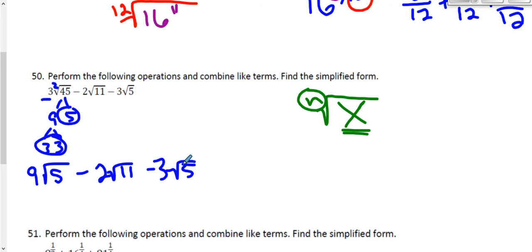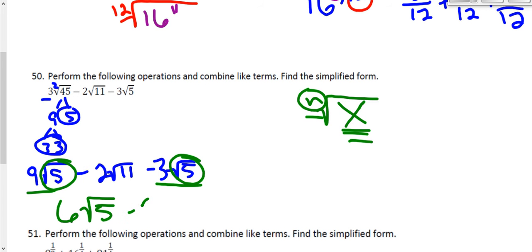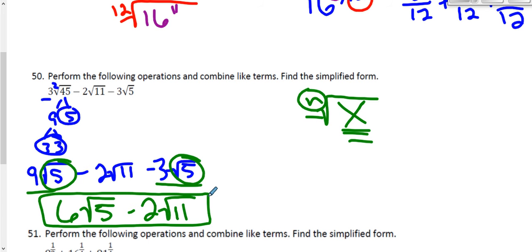Now, we can only add and subtract radicals with the same index and radicand, and the only radicals that have that are the square root of 5 here and the square root of 5 here. So this says we have 9 things called the square root of 5. This says we should subtract 3 things called the square root of 5. So altogether we end up with 6 things called the square root of 5. And the 2 root 11 doesn't have anything it matches with, so it's done. It can't combine with anything, and we're finished.